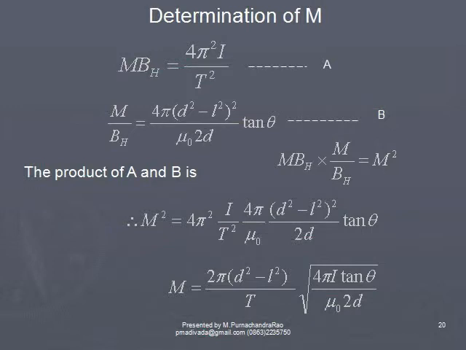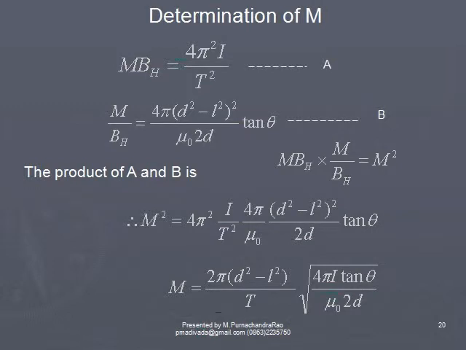Therefore, M is equal to 2 pi into (d square minus L square) divided by T into square root of 4 pi I tan theta by mu naught 2d. This is the relation that is used for determining the moment of the magnet.